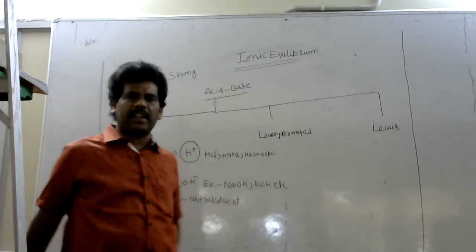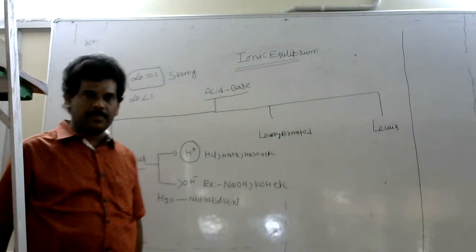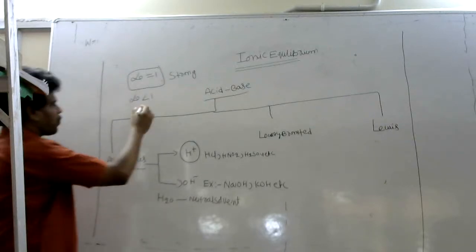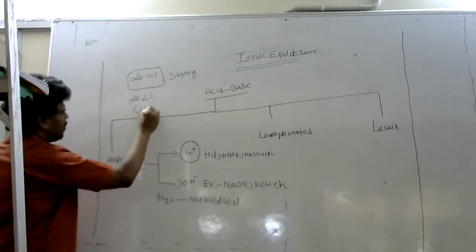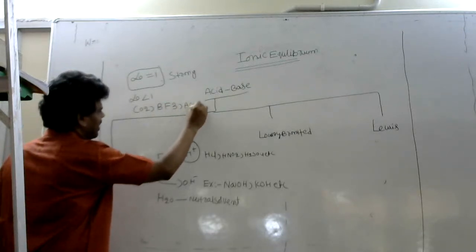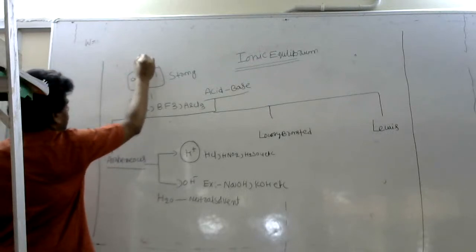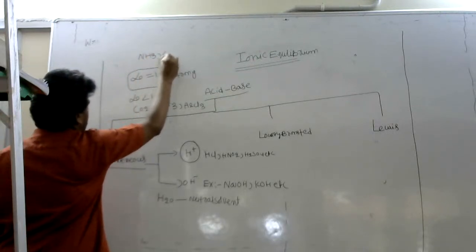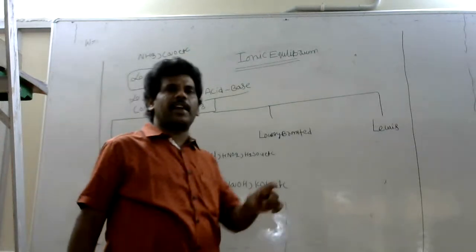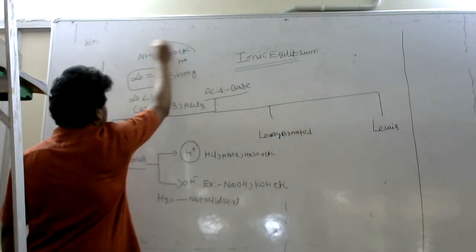What are the demerits of Arrhenius theory? Arrhenius theory is only applicable to aqueous solutions, not applicable to non-aqueous solutions. For example, it failed to explain the acidic nature of CO2, BF3, AlCl3, etc. It also failed to explain the basic nature of ammonia, CaO, calcium oxide, etc. Another failure, it failed to explain catalytic activity of H plus ion.